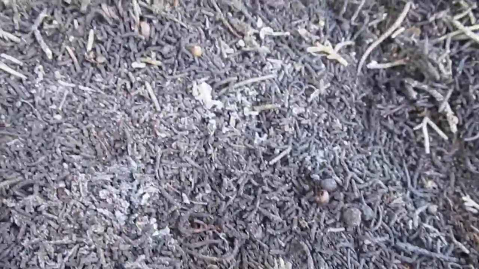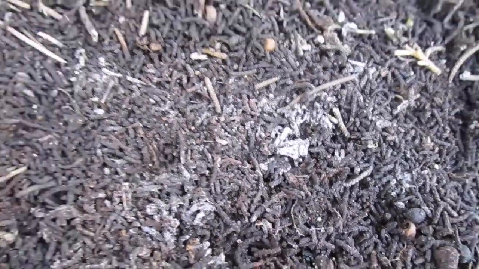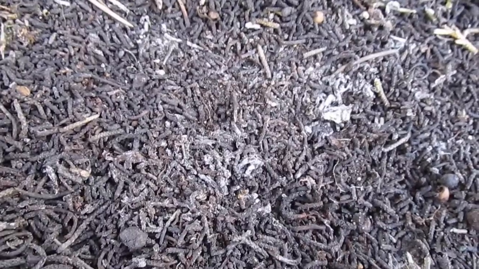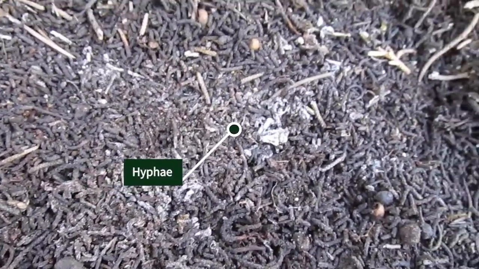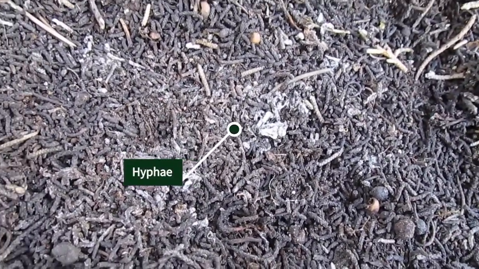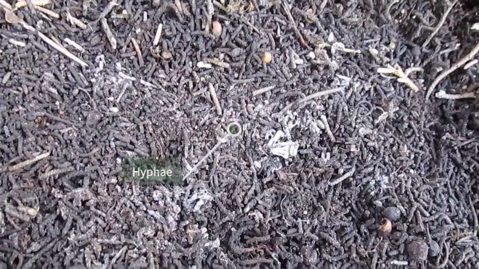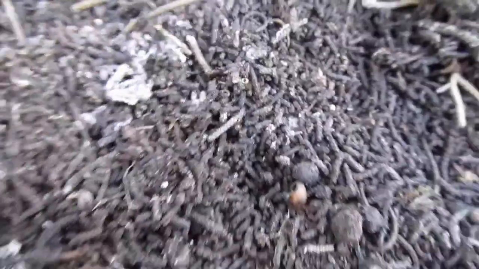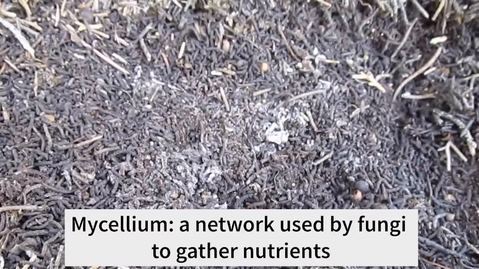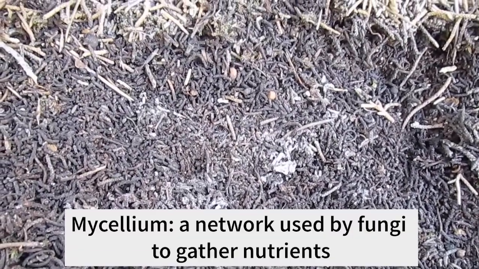Looking at this leaf litter, and I dug it up a little bit, these white threads that kind of look like mold, these are called hyphae, and they are connected in a fungal web known as mycelium. Mycelium is a network used by fungi to gather nutrients.